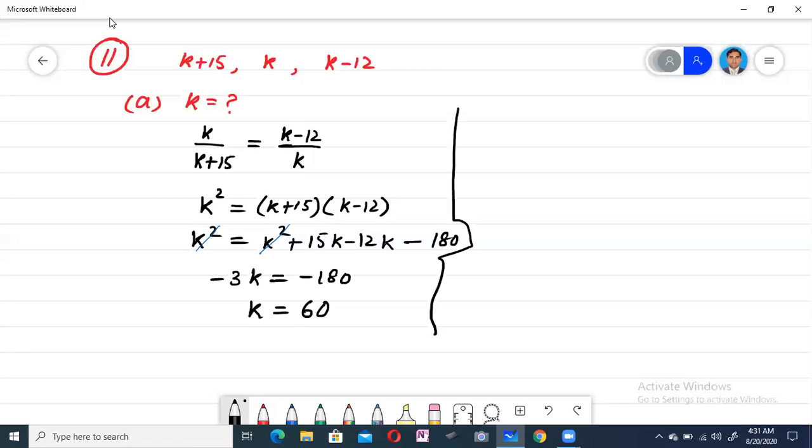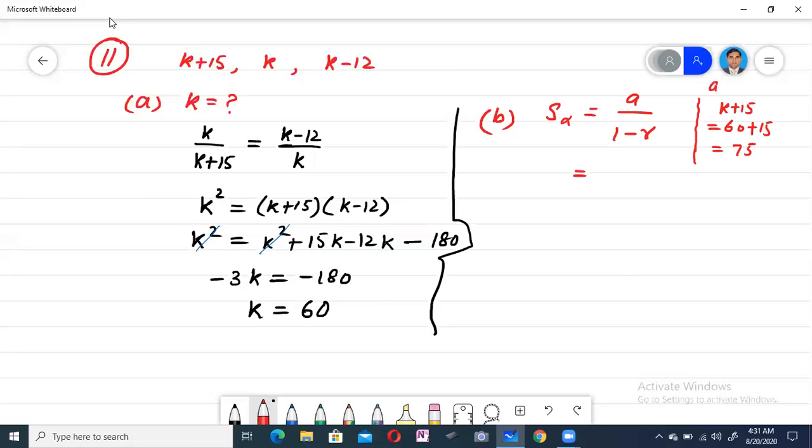Now part B is the sum to infinity. You know, S infinity will be A divided by 1 minus R. A here means the first term. First term here will be k plus 15. Then k is 60, plus 15 will be equal to 75. This is the first term, A.